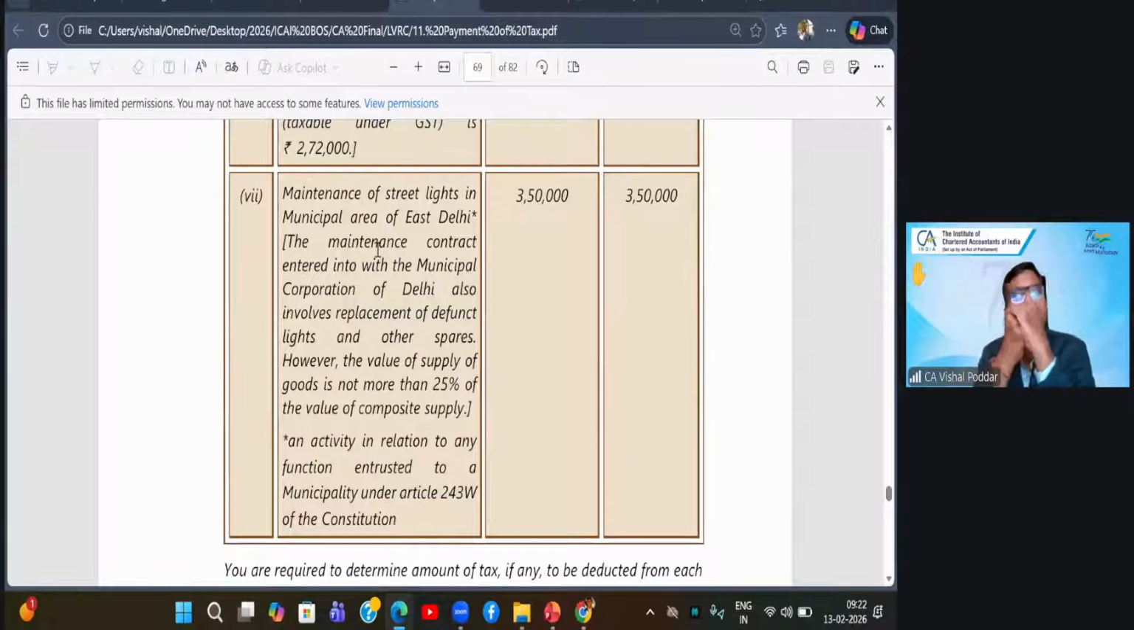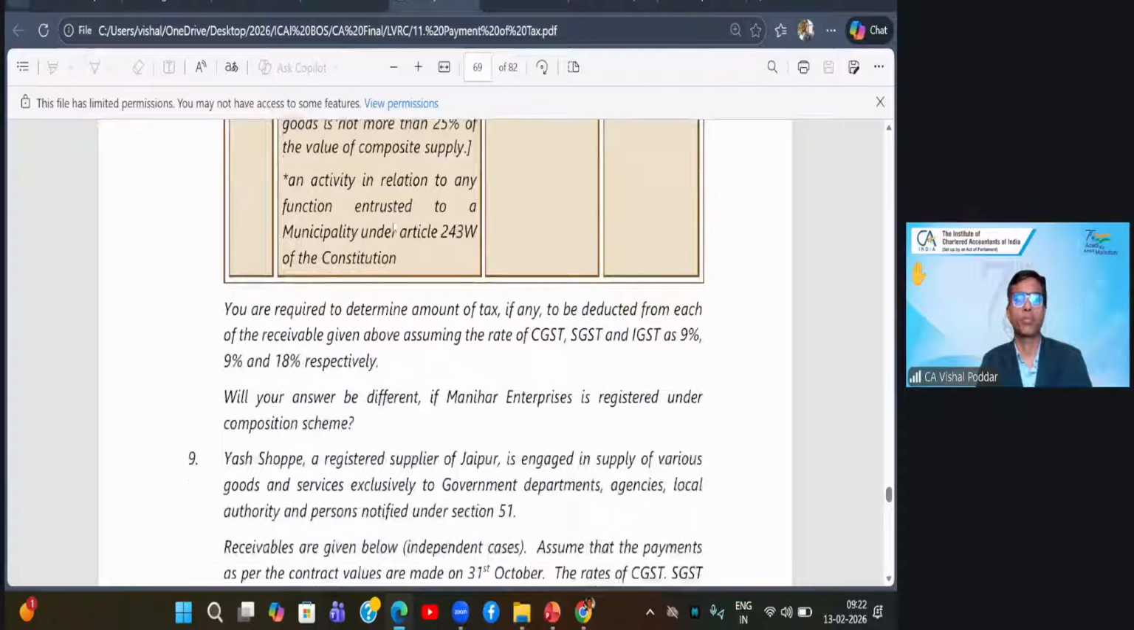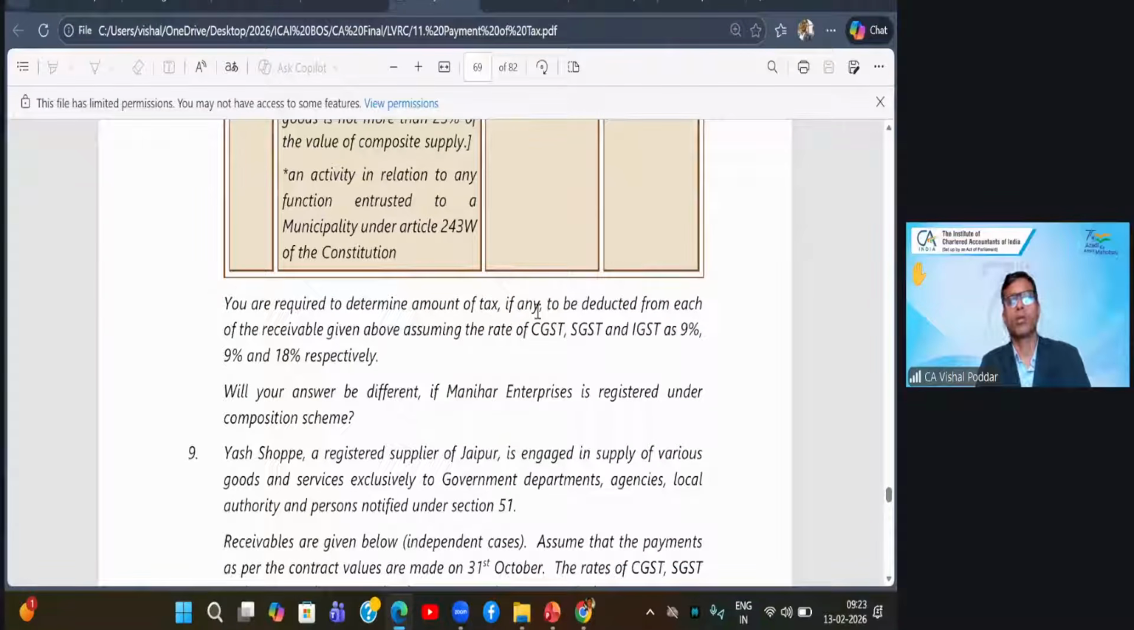What is the relevance of this? For composite supply, no. The relevance of this is this supply is exempt under GST. So when you are making a supply which is part of a function entrusted to the municipality under 243W, and it is a composite supply in which goods portion is not more than 25%, when both these conditions are satisfied and you are making the supply to government or local authority, then that particular transaction is exempt. Now, what are you required to determine?